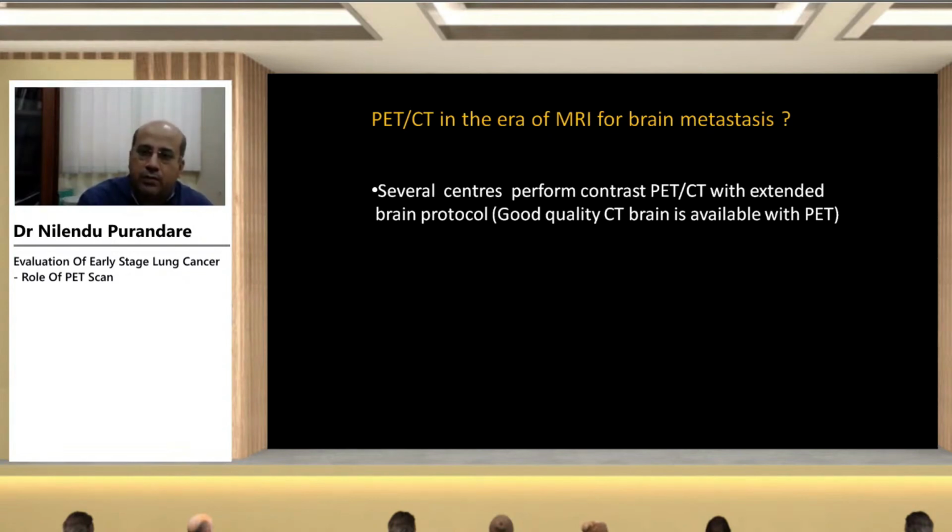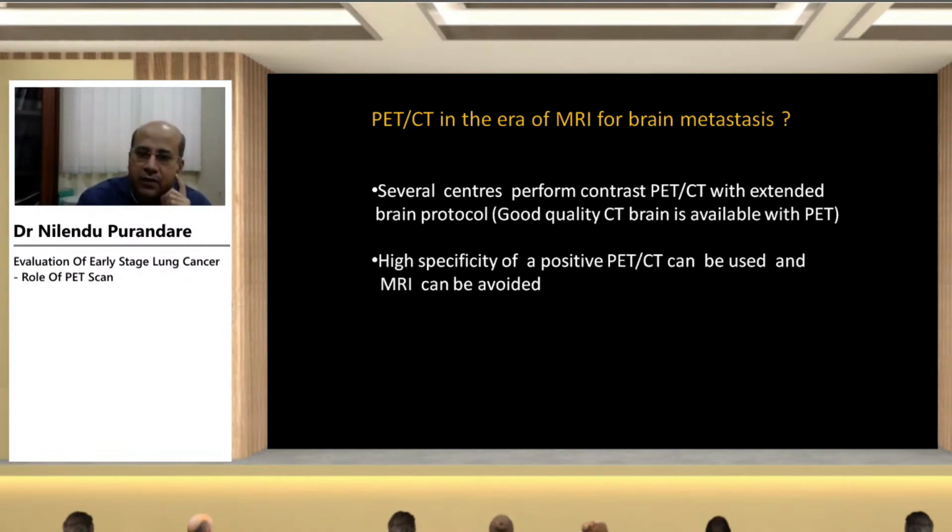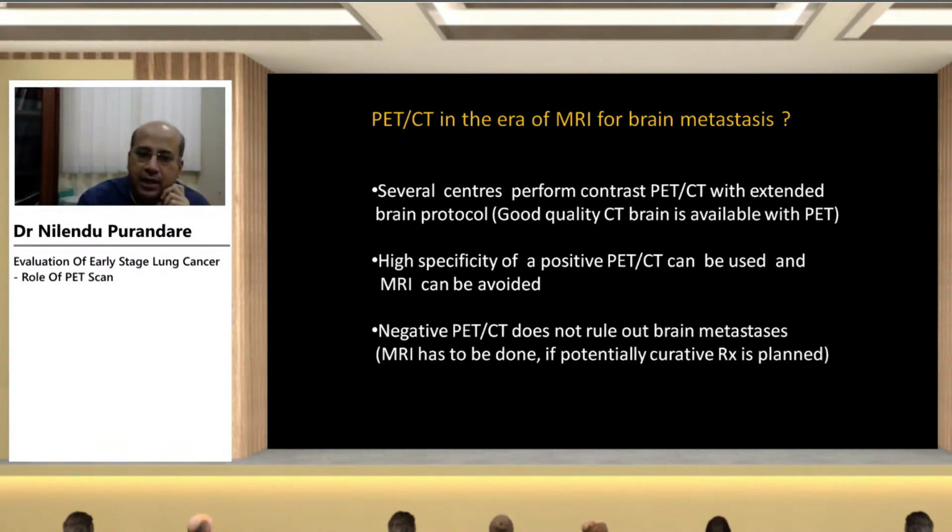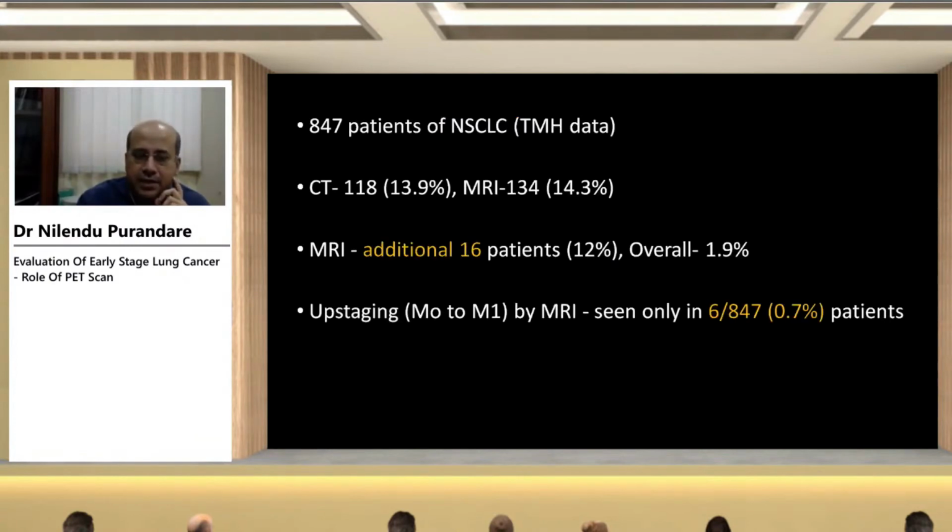Now, what is the role of PET CT when you have dedicated MRI? What is the role of PET CT for brain metastasis? Of late, several centers perform a very good quality contrast PET CT with extended brain protocol. That is, a good quality CT brain is available along with PET. So if a PET scan shows a lesion in the brain, an enhancing lesion on the CT component of the brain, in such patients MRI can be avoided because the patient is already upstaged. So negative PET CT does not rule out brain mets. And if the PET CT is positive, you're reasonably sure that there are metastases and MRI can be avoided in such cases.